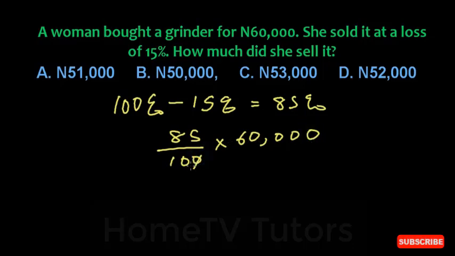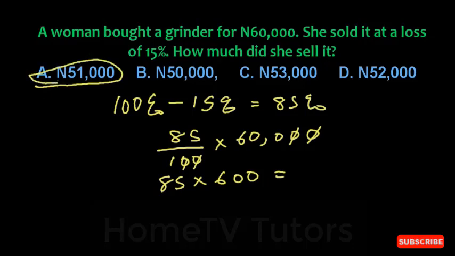Okay, so we eliminate the 2 zeros, 0 cancels 0, so we now have 85 times 600. Okay, 85 times 600 will give us 51,000, and that is option A.